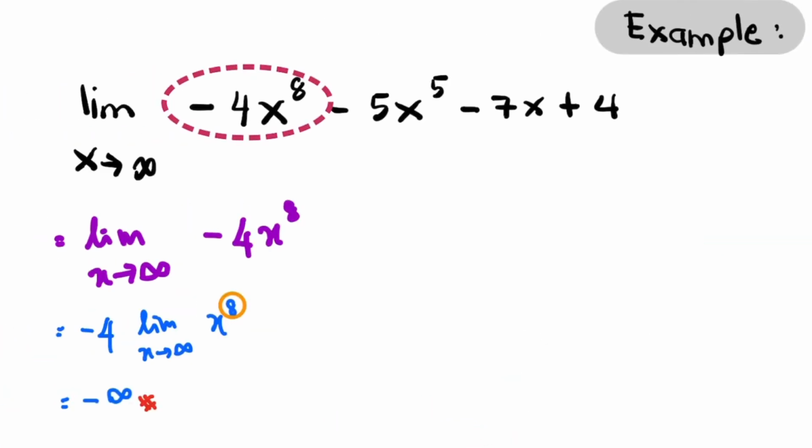So now let's focus on this example here. You have the limit as x approaches infinity for this polynomial function. As we have mentioned before, let's just take the highest power and ignore the other terms. Let's rewrite, this is the limit of minus 4x to the power of 8 for x approaching infinity. So negative 4 is a constant, let's put it outside, and let's focus on the limit of x to the power of 8 for x approaching infinity.